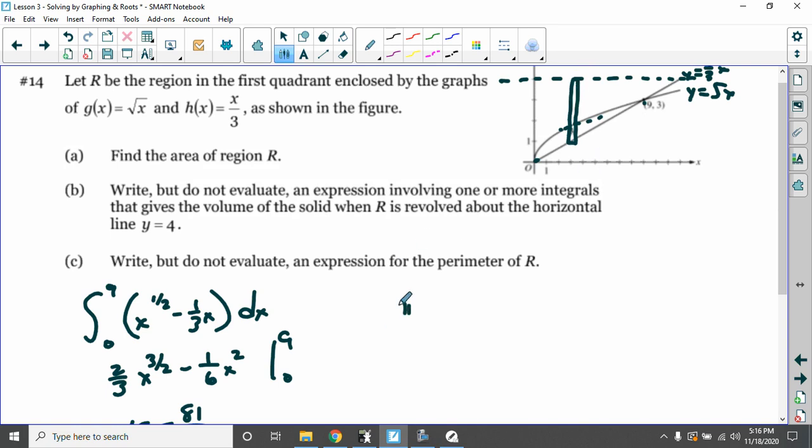So it's pi times the integral from a to b of this radius squared. And that distance starts at 4 minus this y value, which is 1/3 x. And then we need to take out the volume that is created from going from here to here. That's going to be the empty space. So minus 4 minus this curve, which is root x.